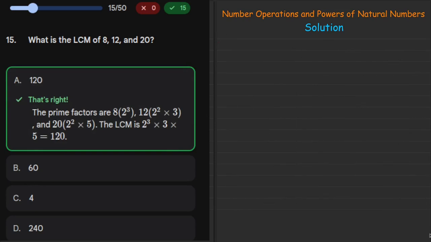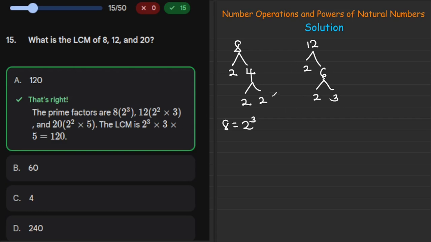But then if you don't want to use the table method and you actually want to prime factorize, starting with 8, you can rewrite 8 as 2 times 4 and 4 as 2 times 2. Hence our 8 becomes 2 to the power 3. Then for 12, we rewrite 12 as 2 times 6, 6 as 2 times 3. And we now have our 12 as 2 to the power 2, then times 3. Then we come to 20.